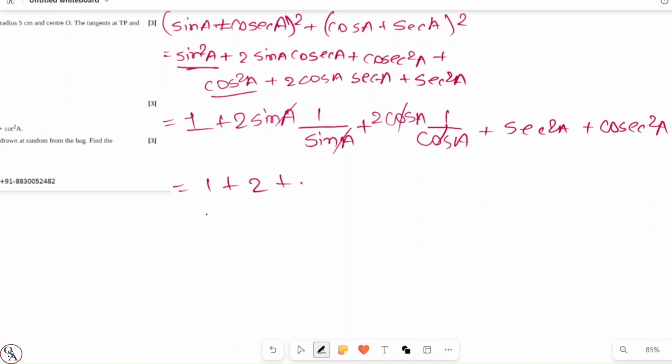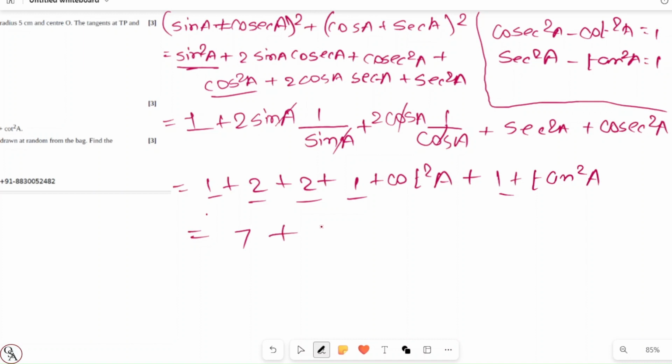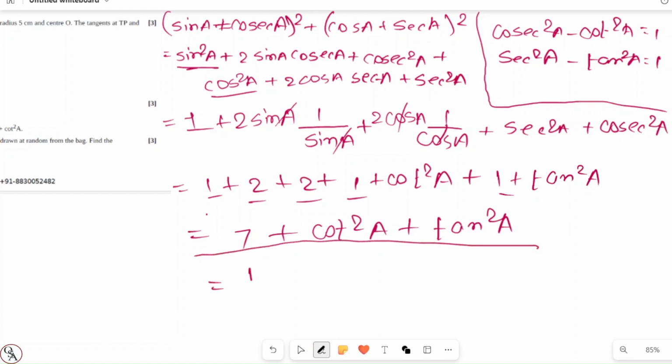I get 1 plus 2 plus cosec square A plus sec square A. We have the identity that cosec square theta minus cot square theta is always 1, so cosec square is nothing but 1 plus cot square A. And sec square theta minus tan square theta is 1, so sec square is nothing but 1 plus tan square A. So this identity we are going to use. 1 plus 2 is 3, plus 1 is 4, plus 1 is 5, which gives 7 plus cot square A plus tan square A, and this is nothing but your RHS.